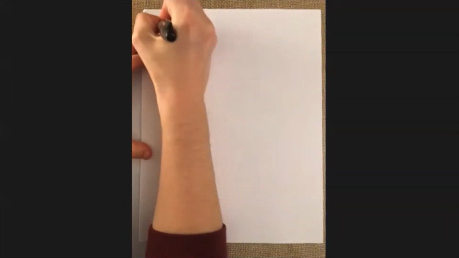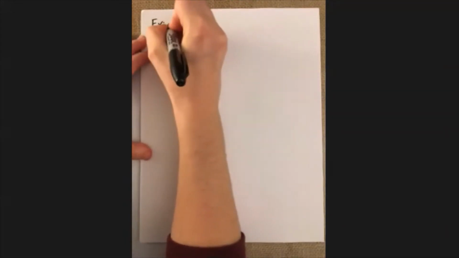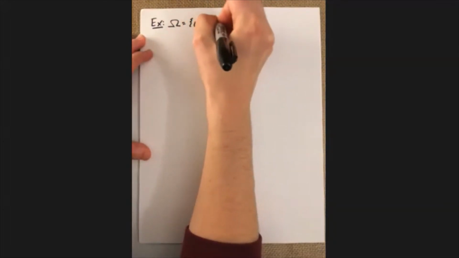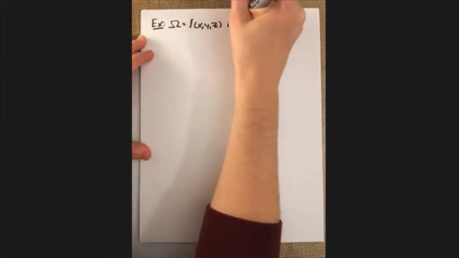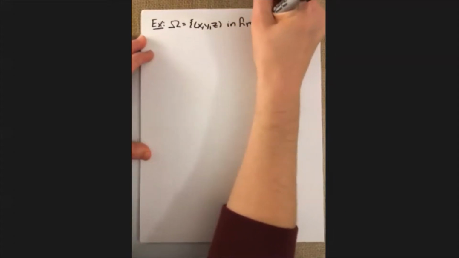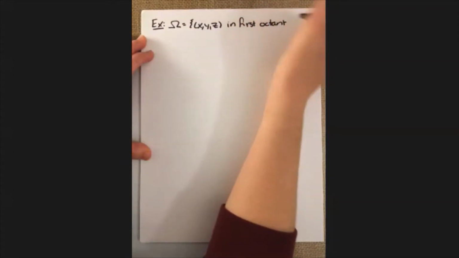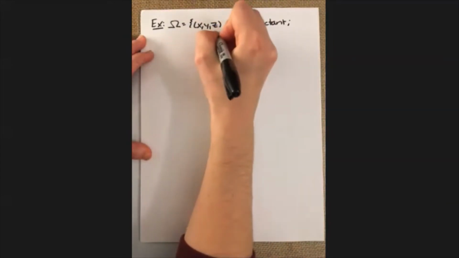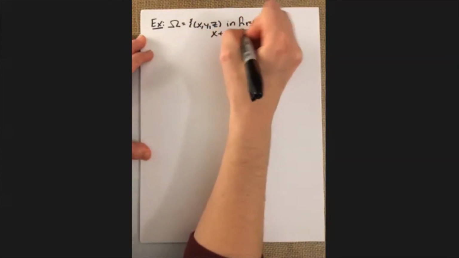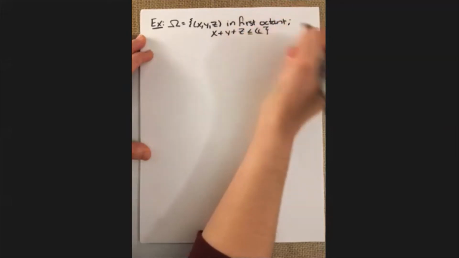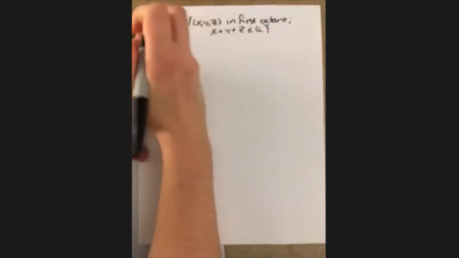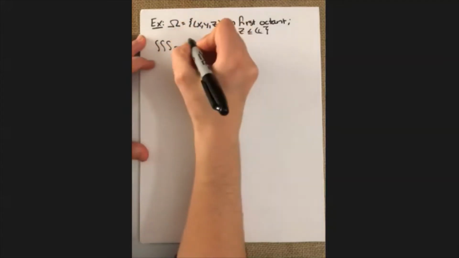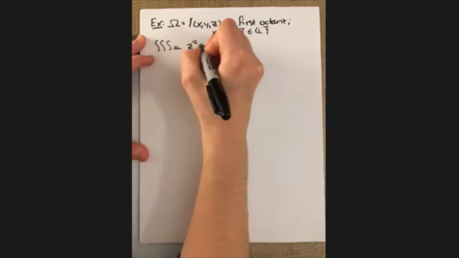So in our first example, we have that omega is equal to the points x, y, z in the first octant such that x plus y plus z is less than or equal to 6. And we're going to find, or at least set up, the triple integral over omega of z squared dv.